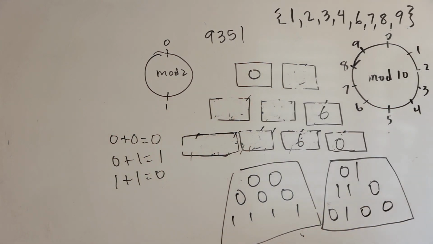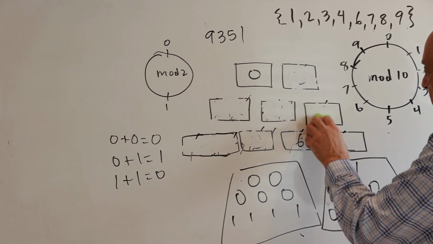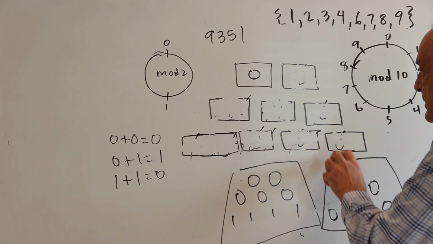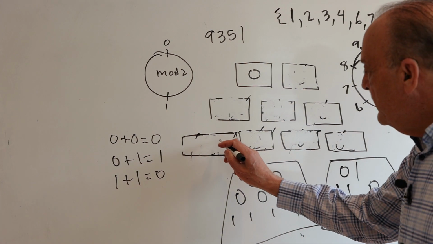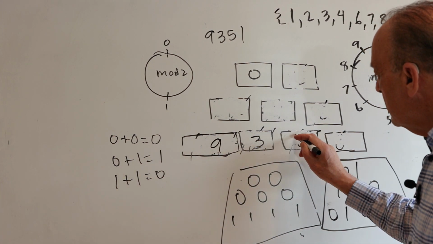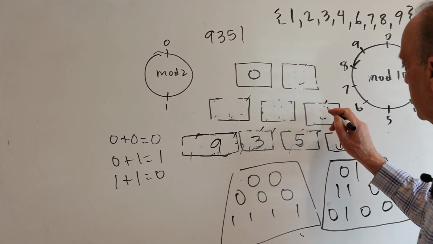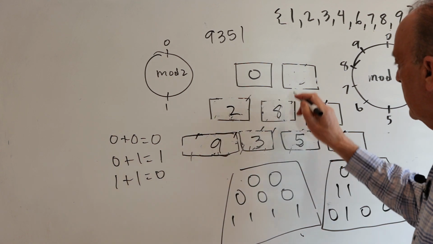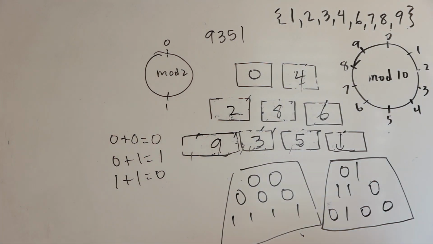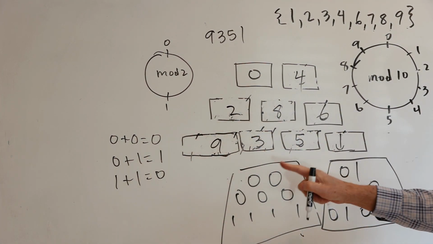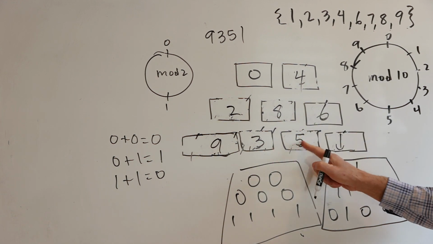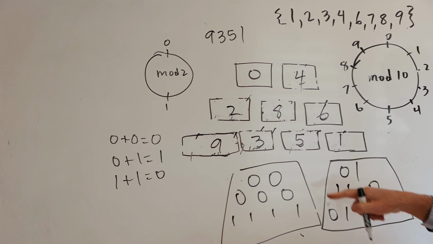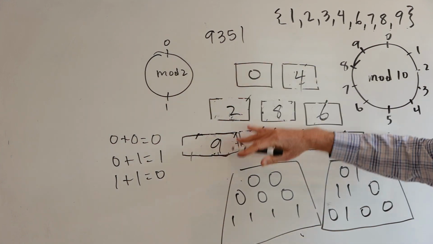So basically, we've tried every example. So it turns out the only solution is 9, 3, 5, 1. And we get 6, 8, 12, 14. And again, we have 0, 1, 2, 3, 4, 5, 6, no 7, 8, and 9. And this is the only solution.